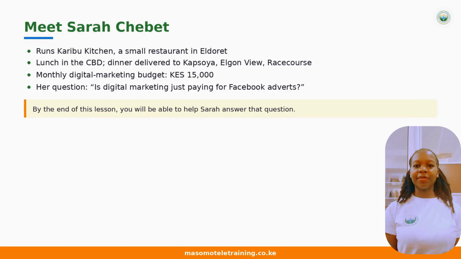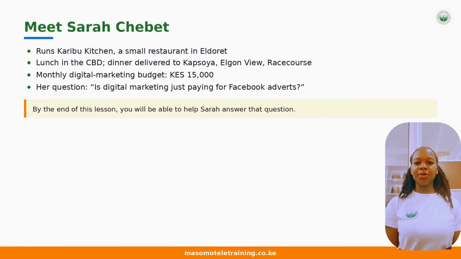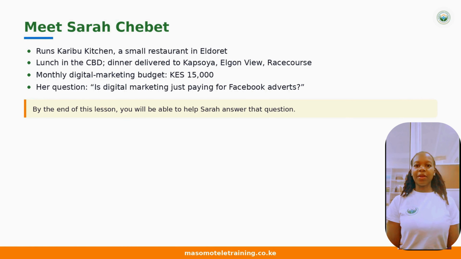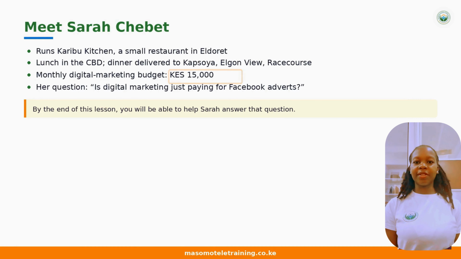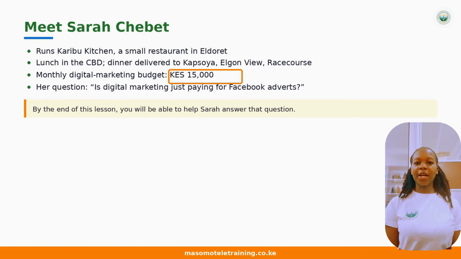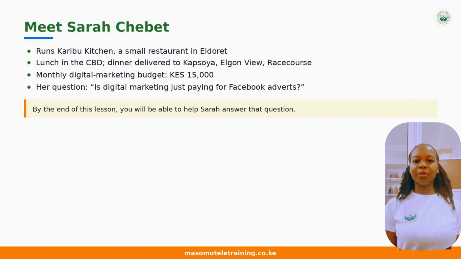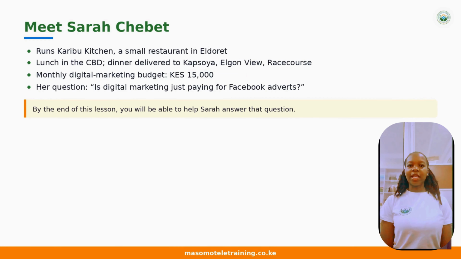Meet Sarah Chebet. Sarah runs Kareeboo Kitchen, a small restaurant in Eldoret. She serves lunch to office workers in the town center and delivers dinner to families in Kapsoya, Elgonview, and Rescos. Sarah has heard that her business needs digital marketing, but she's not sure what that phrase actually means. Her budget is 15,000 shillings a month, and she wants to know, is digital marketing just paying for Facebook adverts? By the end of this lesson, you will be able to help Sarah answer that question.